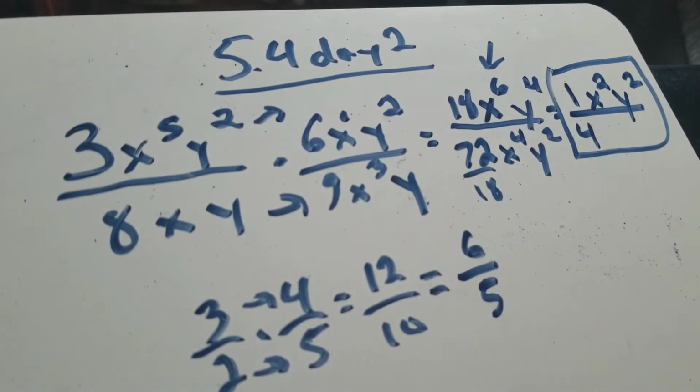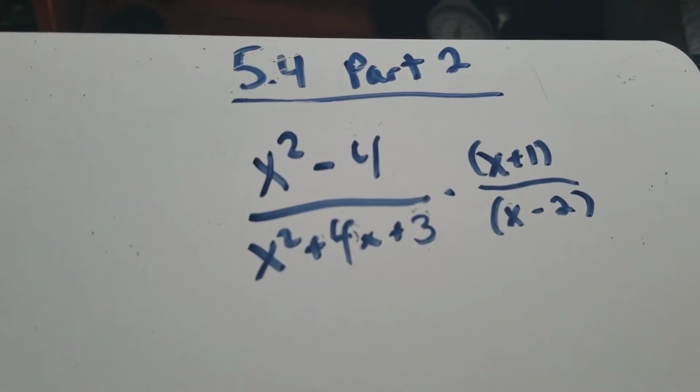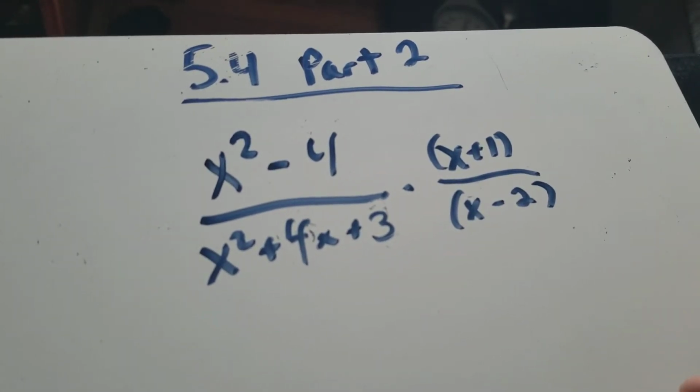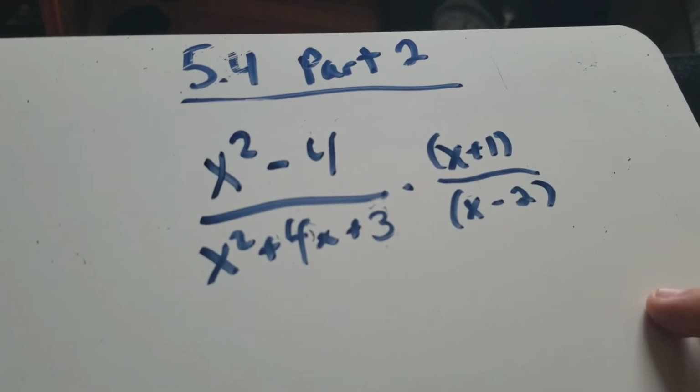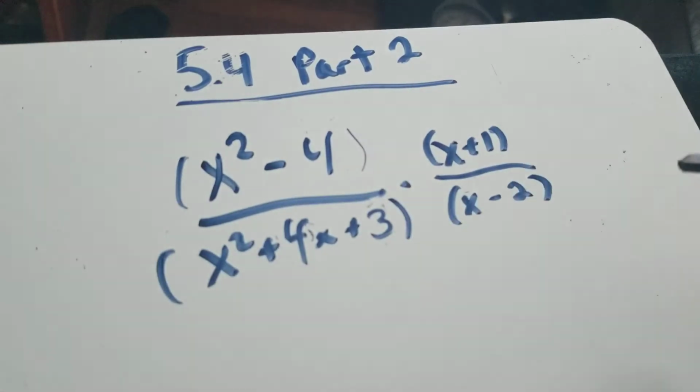This one is a higher level one. All right, we're on the next one. You could pause the video to write this down. I'm going to read it out loud. X squared minus 4 over x squared plus 4x plus 3 times x squared plus 1 over x plus 1, I'm sorry, over x minus 2. And if you don't see parentheses, the parentheses are implied.